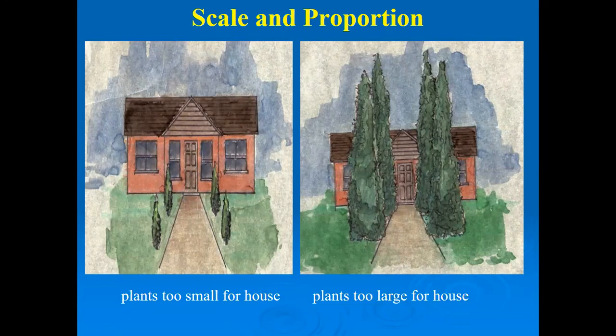In residential landscapes, we talk about human scale and the desire to make the space feel comfortable. You can see in this drawing right here that the plants are too small for the house on the left, based on scale and proportion.